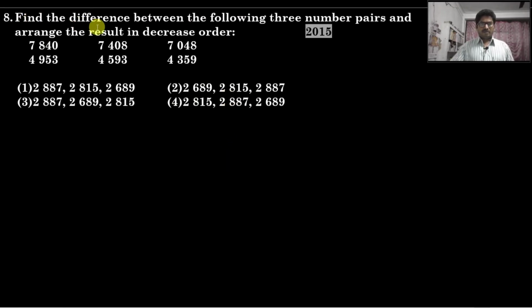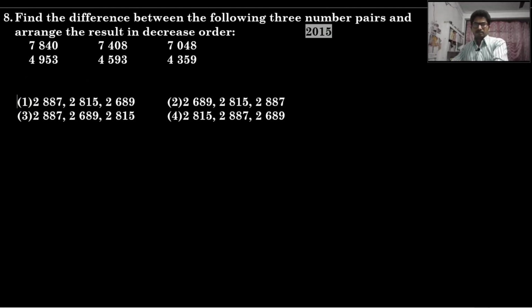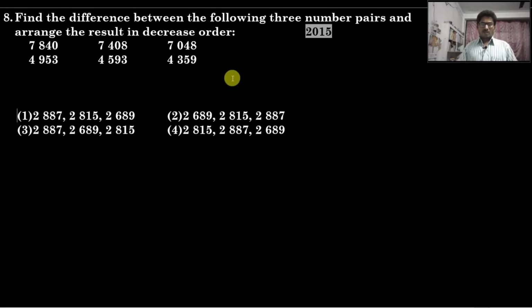Question number 8. Find the difference between the following three number pairs and arrange the result in decreasing order. So here we have to subtract this. Difference means subtraction.